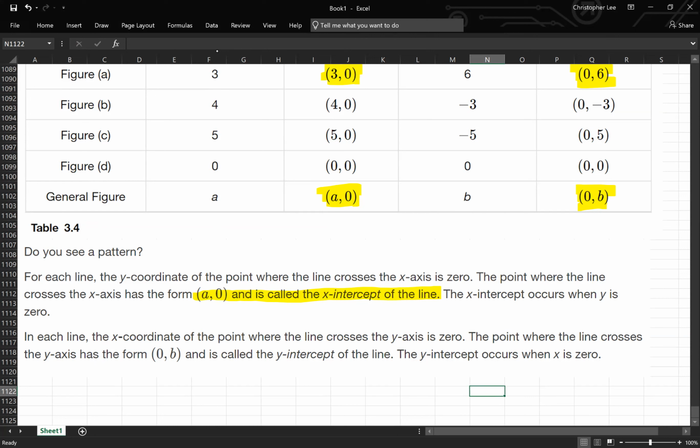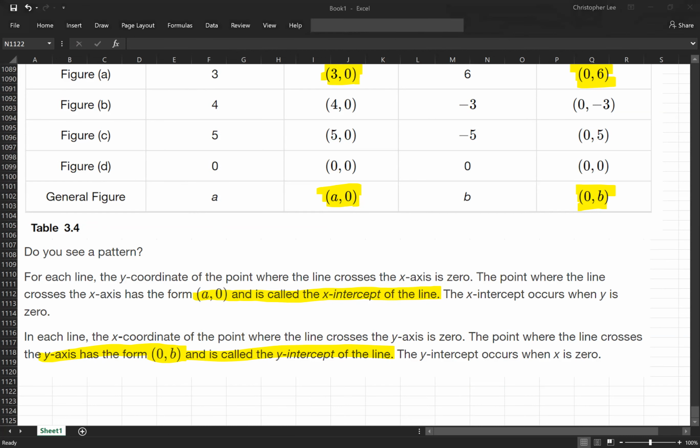The x-coordinate of the point where the line crosses the y-axis is 0. The point where the line crosses the y-axis has the form 0 comma b, and it's called the y-intercept of the line. The y-intercept occurs when x is 0. Any questions on this? Good? Okay.